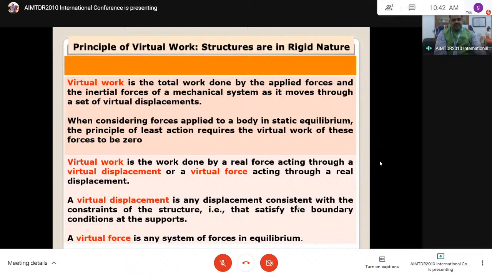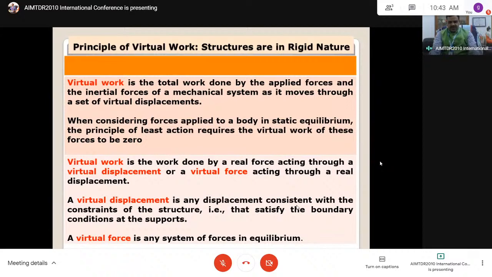A virtual displacement is any displacement consistent with the constraints of the structure. If a roller is there, a hinge joint is there, a fixed support is there, the roller is sliding like that, and the hinge joint allows rotation. Such a displacement is consistent with the constraints of the structure, like roller support, hinge support, fixed support, and satisfies the boundary conditions at the supports.